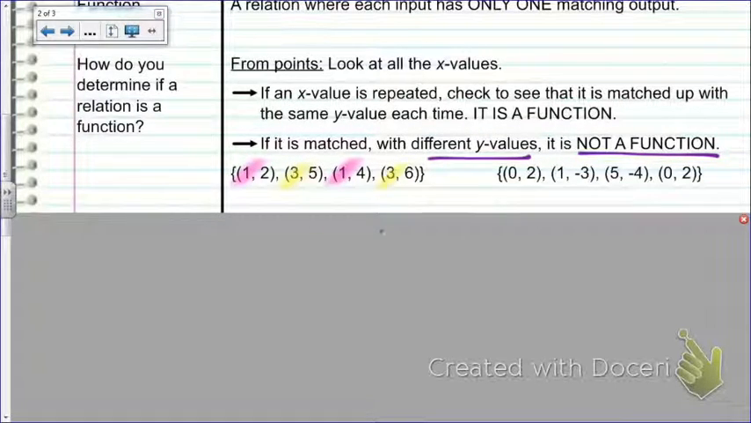So let's look at our definition above. How do you determine if this is a function? It says we check all the x values. So we did. We have x values 1, 3, 1, 3.